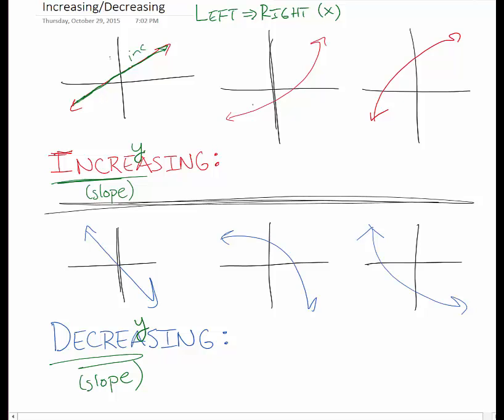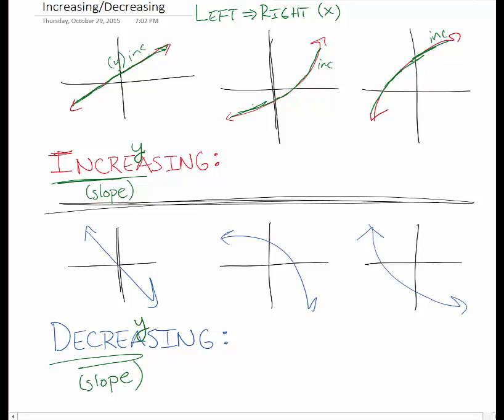Again, as we move from left to right over here, our y value is going up. Again, that means it's increasing. You never really think of x as increasing or decreasing. It's just, as we go left to right, what is our y value doing? Our y value is getting higher, so that means that this graph is increasing.